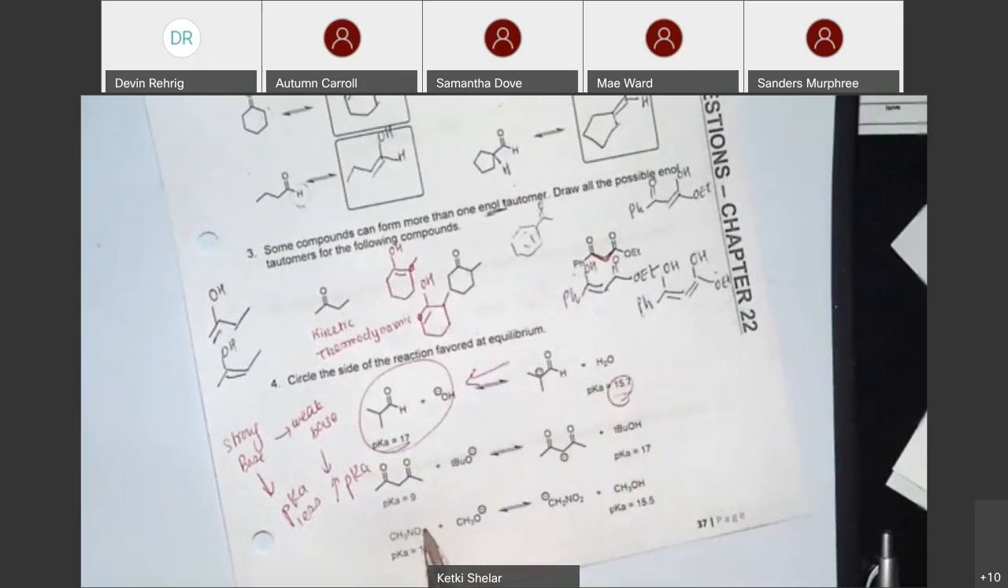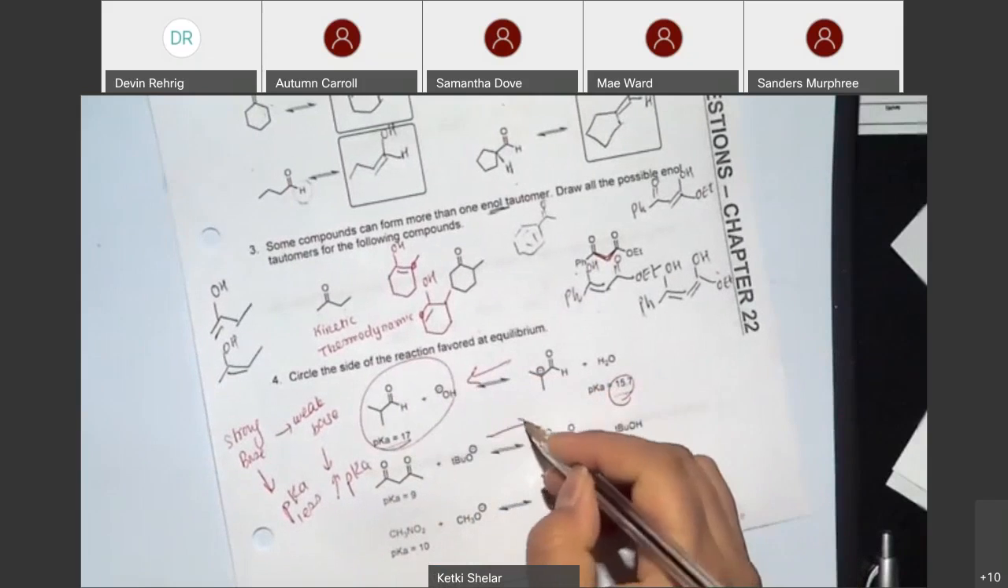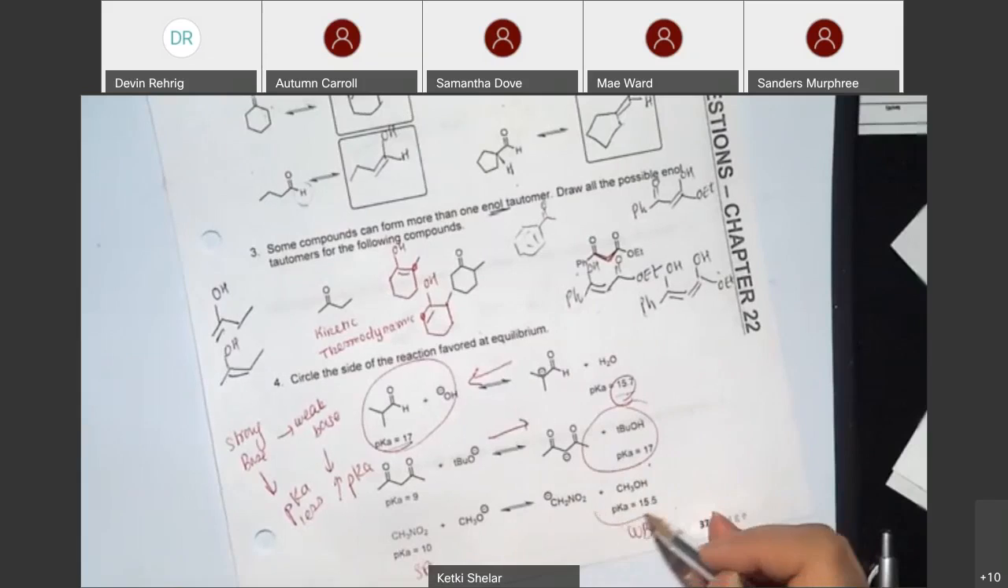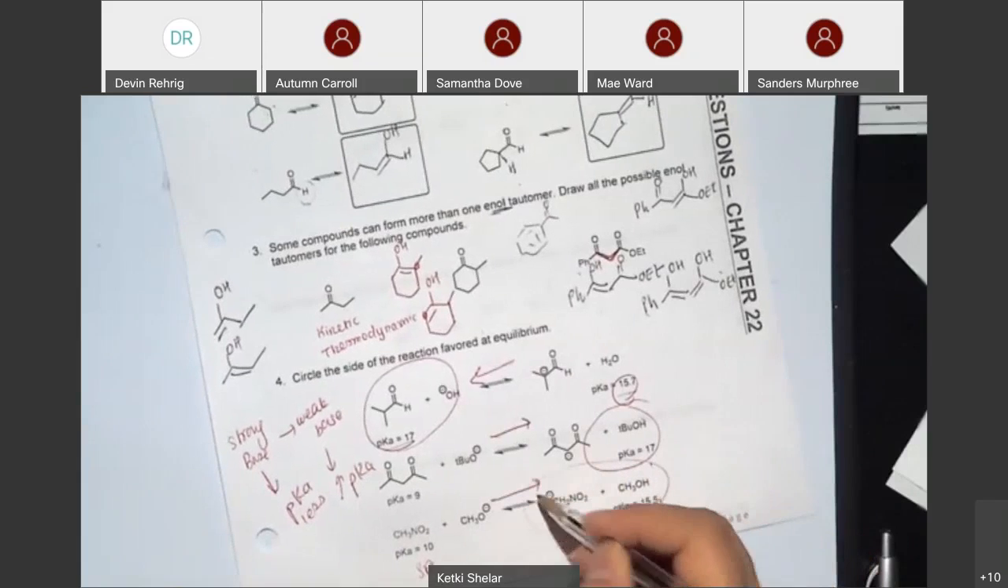Here, this is 9, this is 17, this is higher. The reaction will move forward to form this. Here, this is small, meaning this is a strong base. This would be a weak base since it's 15.5, and then the reaction would go through this side.